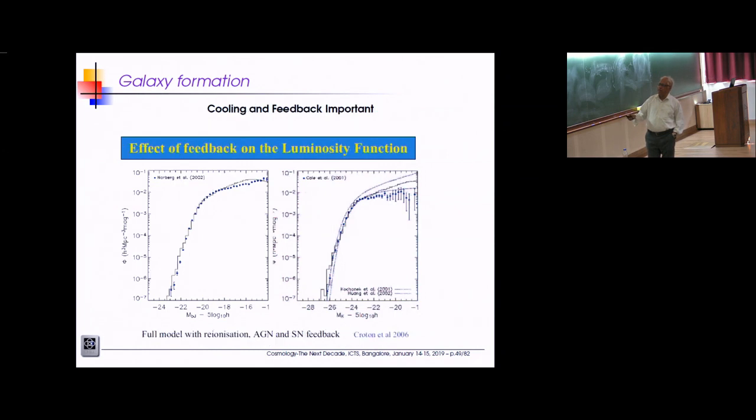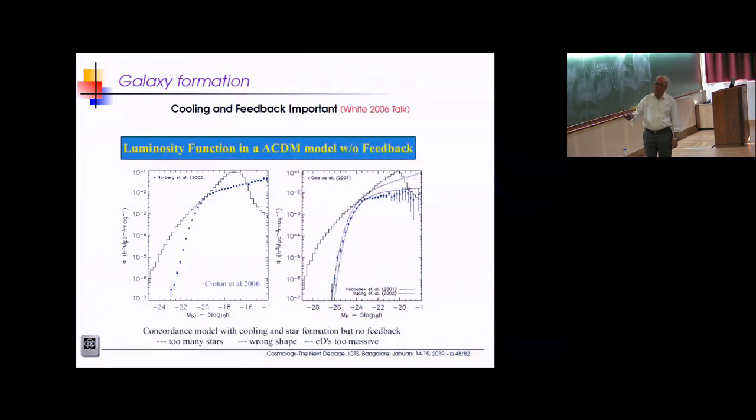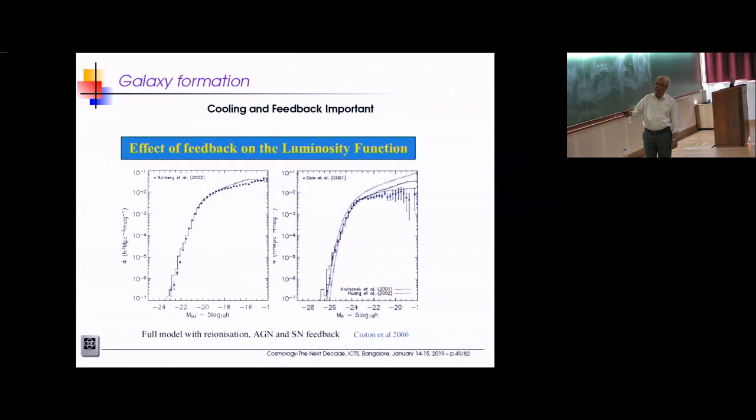And if you incorporate such a feedback, for example, here these authors have incorporated feedback, which I'll explain each one of these, due to reionization, due to supernovae, and due to active galactic nuclei. Then, lo and behold, you can fit this luminosity function of galaxies. You can just see that these two things, you just flatten both ends. You flatten this end and you flatten that end. So what are these feedback processes?